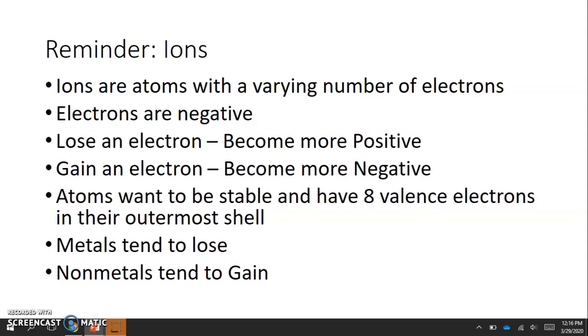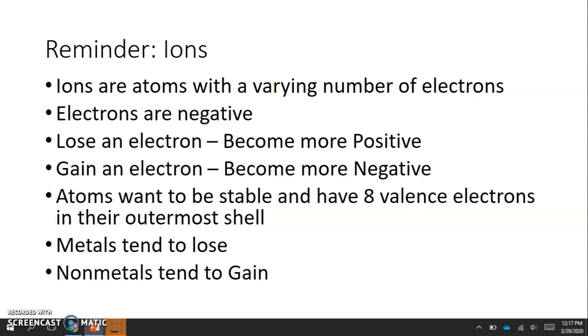They're either missing or gaining a couple electrons. So basically an ion is just an atom with a varying number of electrons. Remember, the electrons are negative. So if an atom were to lose an electron, they would become more positive. And if you gain an electron, you become more negative, which is kind of counterintuitive, because normally if you're gaining something, it's an addition, but here it's vice versa. So if you're losing an electron, the atom becomes more positive. If you're gaining, you become more negative.